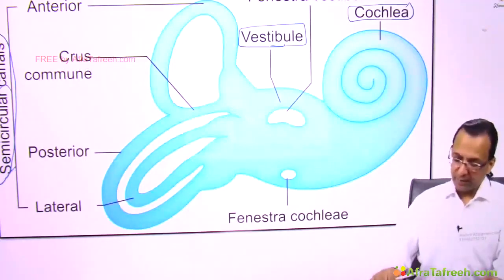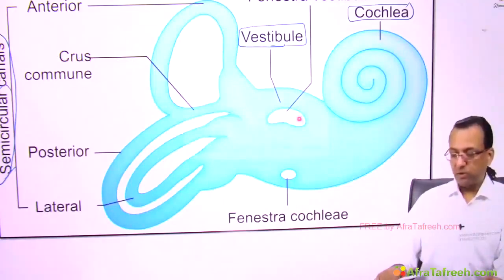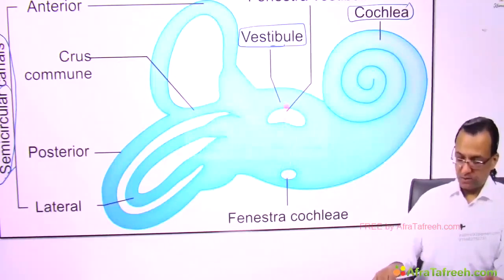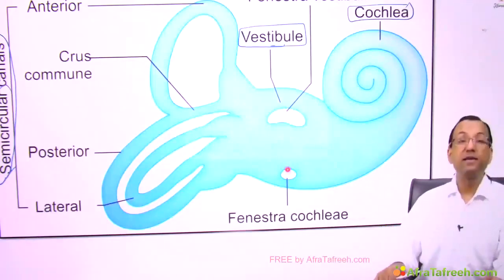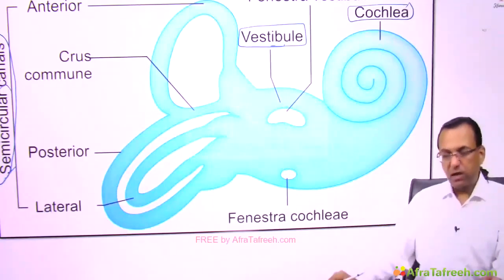And what is this opening in the vestibule? Oval window. And what is this opening? That is the round window. And this is which part of the ear? Inner ear. This is the inner ear. Okay, fine. What is the next detail?